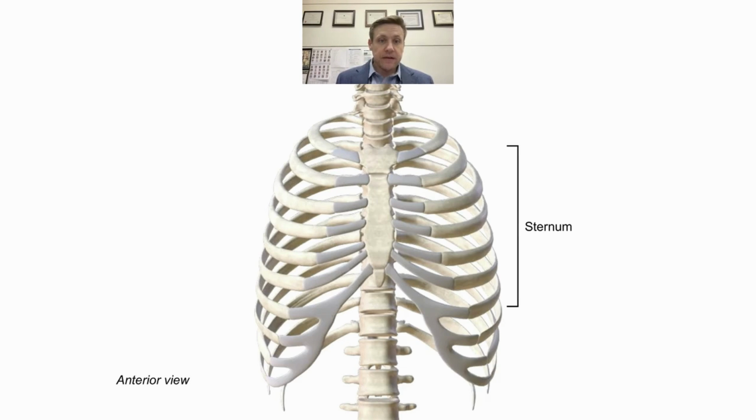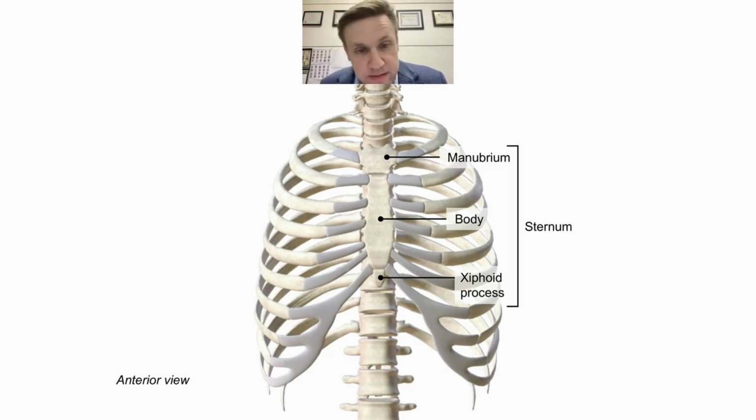And the superior most part, we call the manubrium. This large part in the middle we call the body, and there's a pointy thing at the bottom we call the xiphoid process. And yeah, you can memorize these things if you have a really great memory. I don't. So I need tricks to help me know this rather than memorize it.